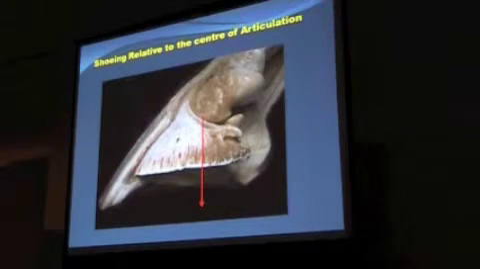The center of the foot and the center of articulation are not the same. The center of articulation is much further back when you look at the solar plane than the center of the foot. So if you're shooting to the center of articulation, then you need to be thinking about a different concept of shooting.